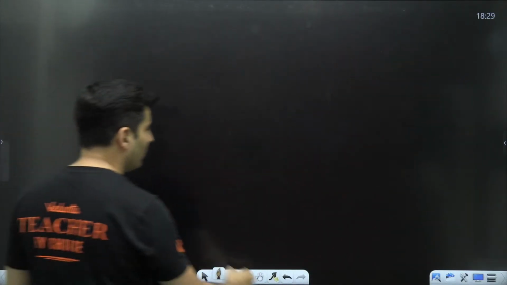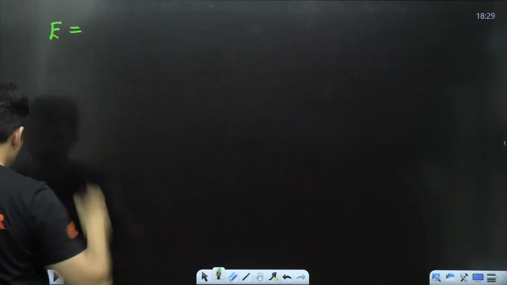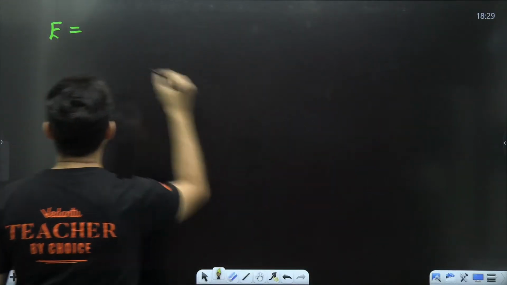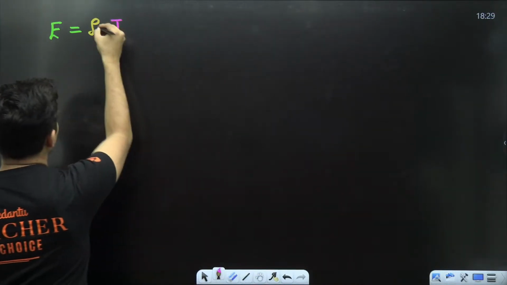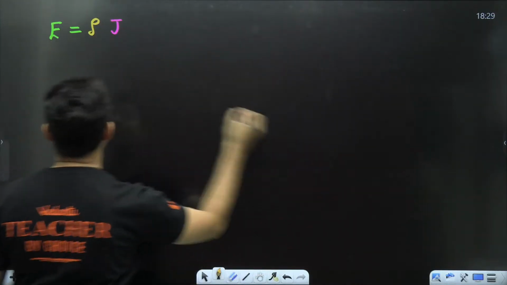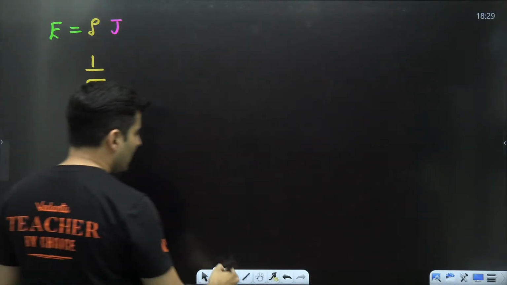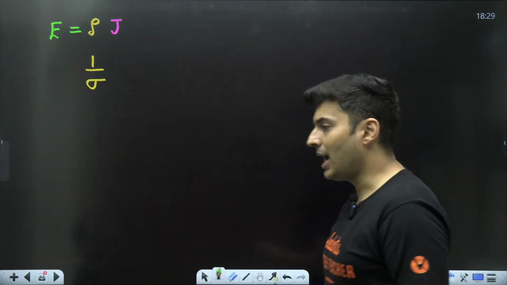You can also play around with it a little bit. Let me show you how. E is equal to rho J, right? E is equal to basically rho multiplied by J. Now, instead of rho, I can write it as 1 by sigma, which is basically conductivity. Instead of E, I can write it in terms of mobility.